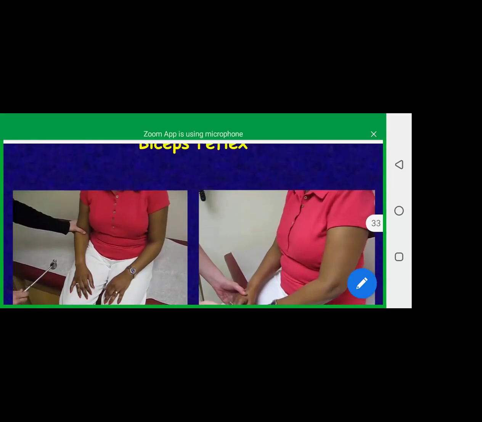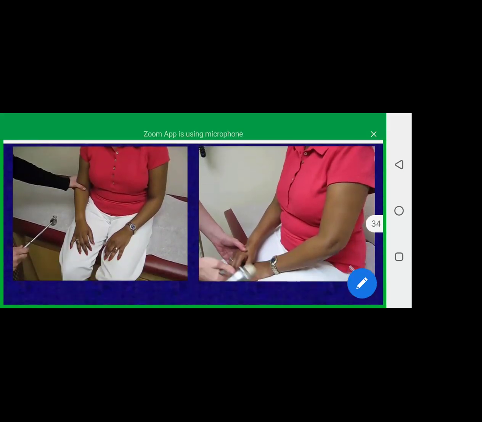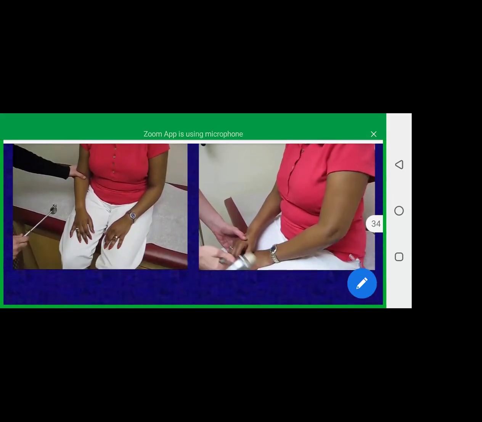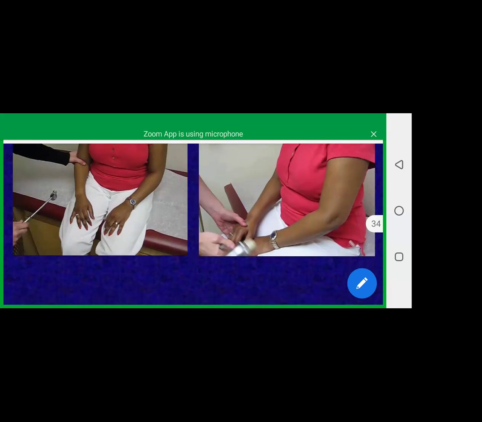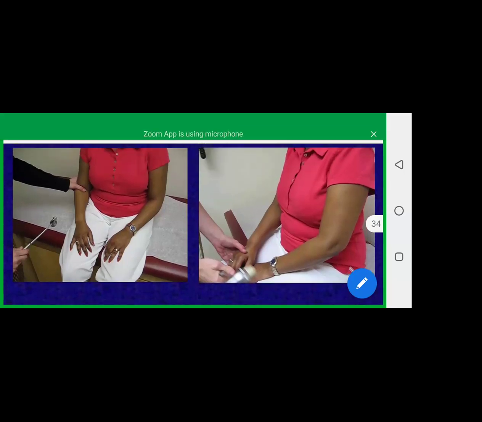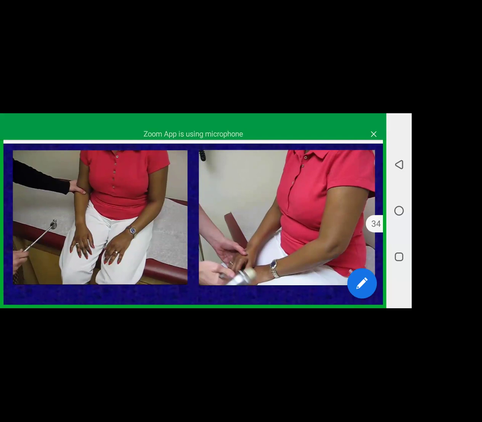So these are just the reflexes that we talked about. The tendon hammer, you are going to use the tendon hammer. You see how this man is putting his left thumb at the elbow joint, at the anterior aspect of the elbow joint.